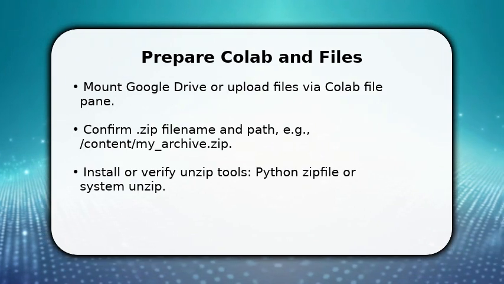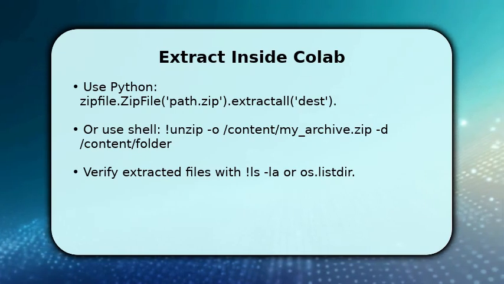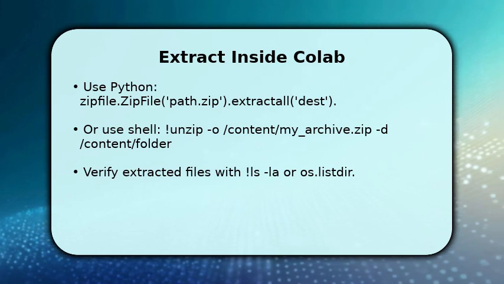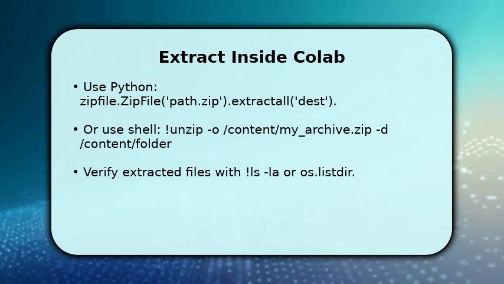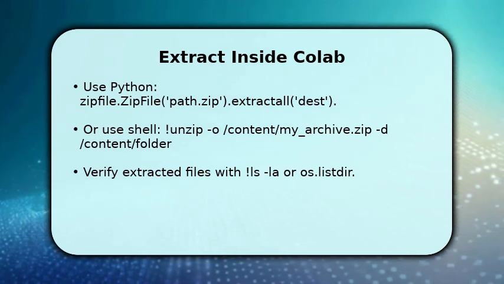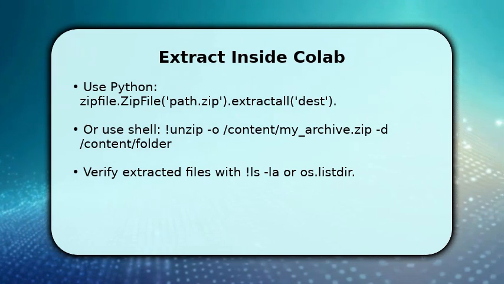Now perform extraction. If you prefer Python, import zipfile and call zipfile.extractall(dest). This preserves structure and is easy to catch exceptions. Alternatively, run the shell command unzip -o /content/myarchive.zip -d /content/folder for a quick operation. The -o flag overwrites without prompting.